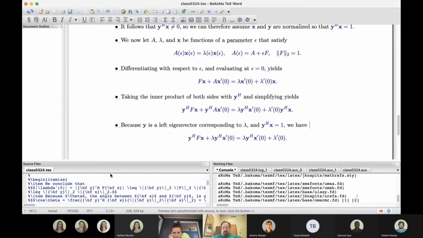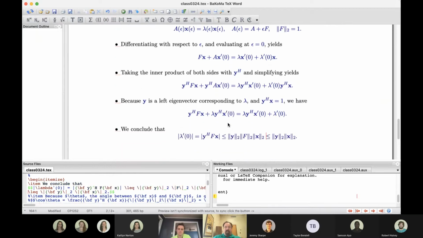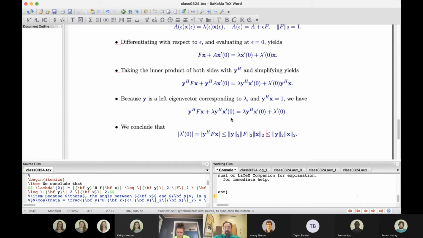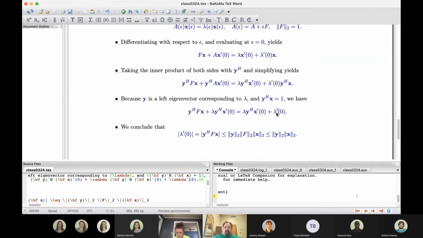So now, what do I get from that? Because I want lambda prime. Now, the thing is, notice here, these terms cancel out. So I have lambda prime is equal to this.